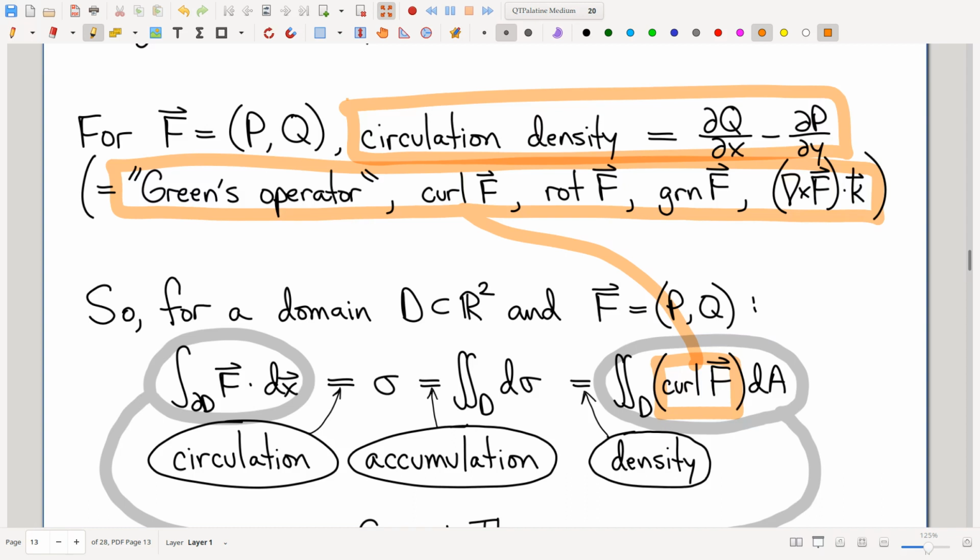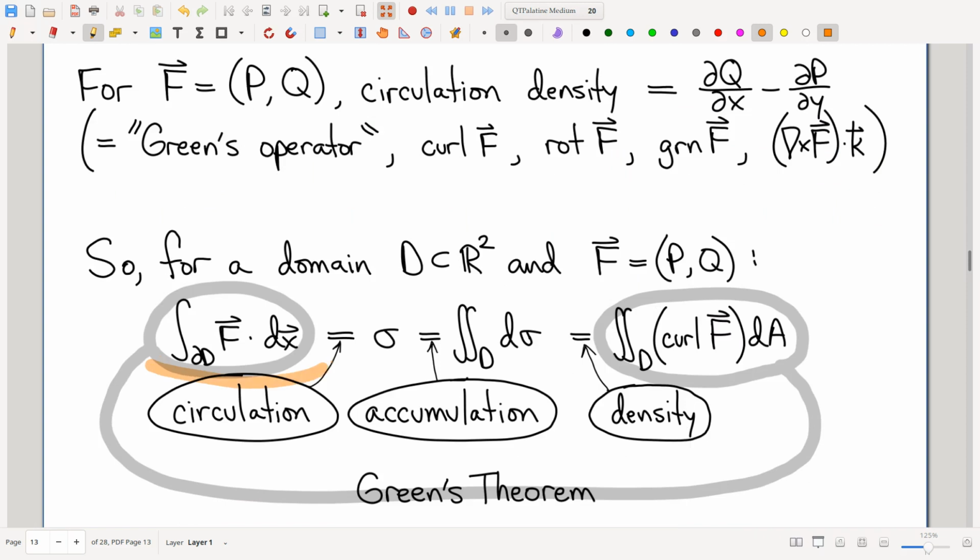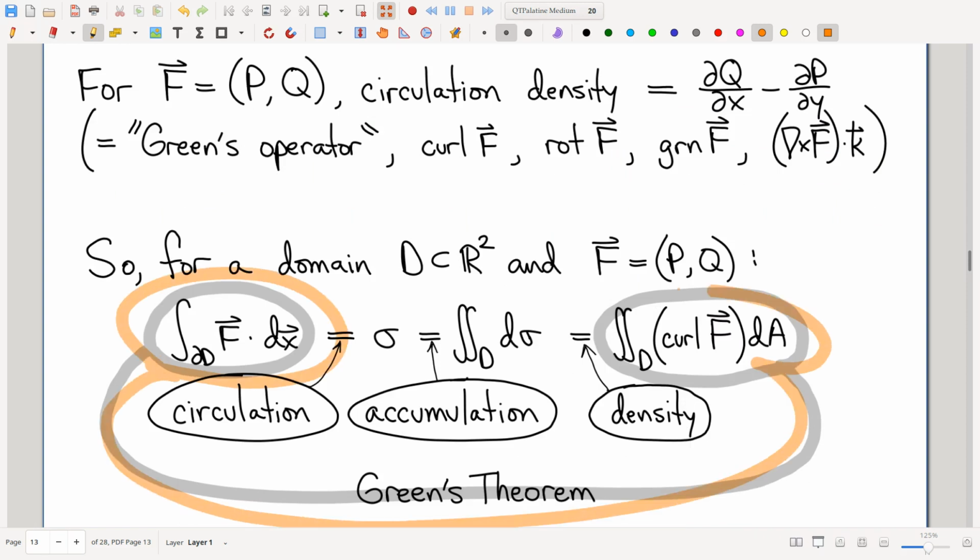And we'll pick up here next time, but notice the punchline is we have circulation computed with a double integral, and that's called Green's theorem.